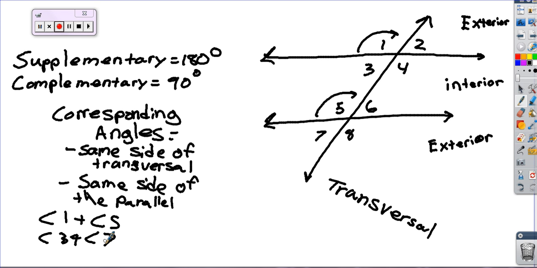What are my other two? I have two more. 2 and 6, and 4 and 8. I know what I wrote down wrong in our definition. I wrote something down wrong in our definition. No, I didn't. Never mind.